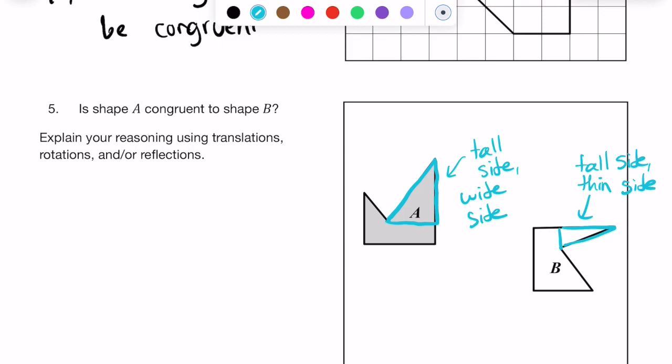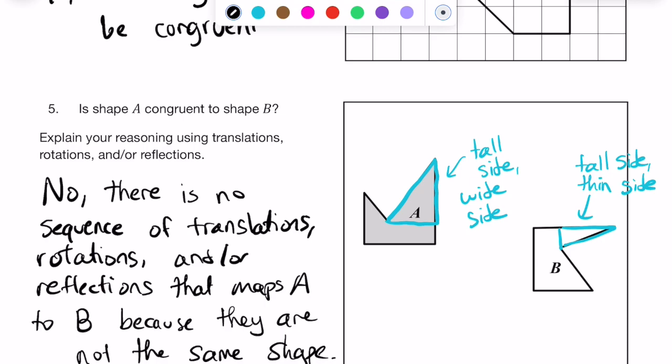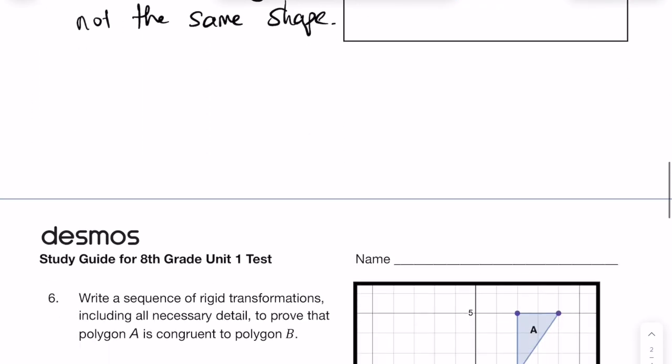Okay, so I'm going to write that. Is it congruent? No, there's no sequence of translations, reflections, or rotations that maps A to B, because they're not the same shape. Thus, they are not congruent. Remember, saying they're not the same shape shows me you understand what congruent means, but it's not answering this question, because we want to understand that congruent also means translations, reflections, or rotations will take one congruent shape to another. And that's why it's in this unit.